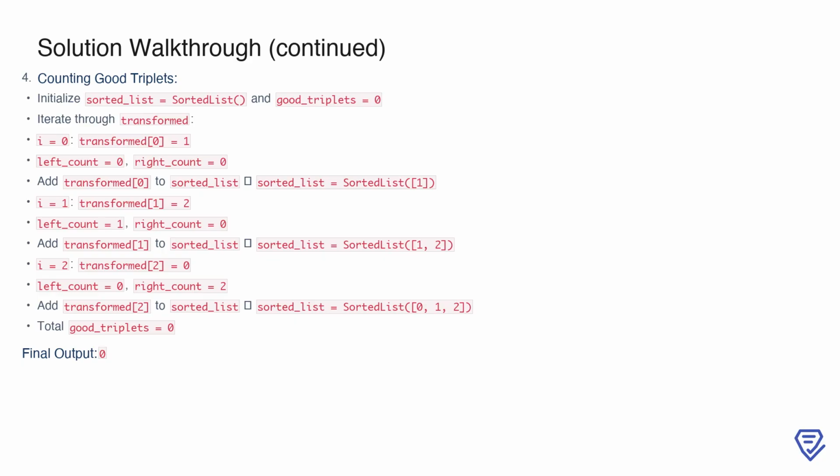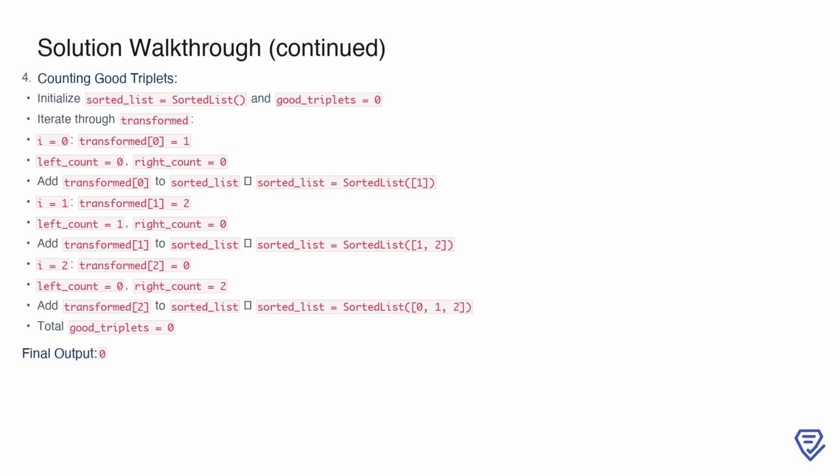We start by initializing an empty sorted list, which will help us efficiently count elements less than or greater than the current one, and a counter good_triplets set to 0. We then iterate through the transformed array. For the first element, 1, there are no elements to its left or right, so both left_count and right_count are 0. We add 1 to the sorted list, which now becomes 1.